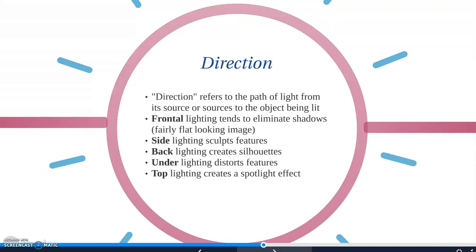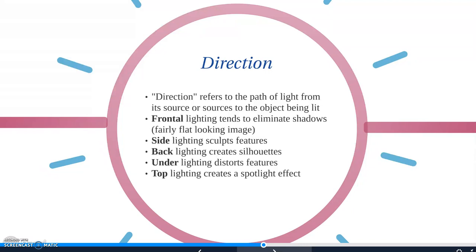So here I have this broken down into 5 different directions that a path of light might take from its source to its object. Frontal lighting, the light is in front of the object, and it tends to make an image look pretty flat and eliminate shadows.